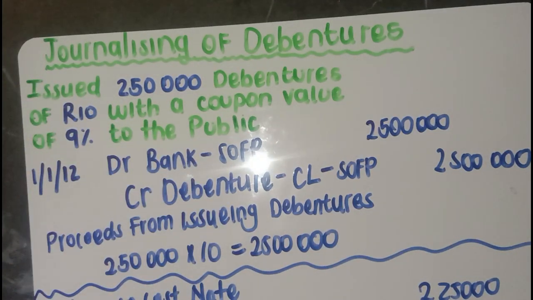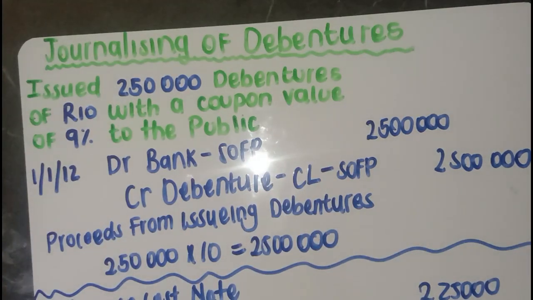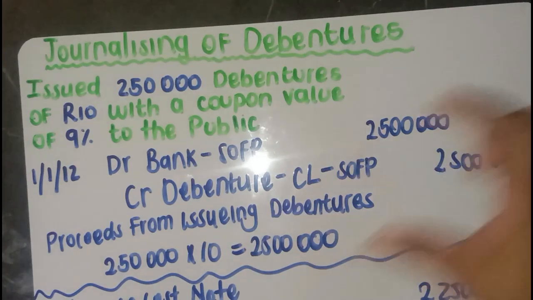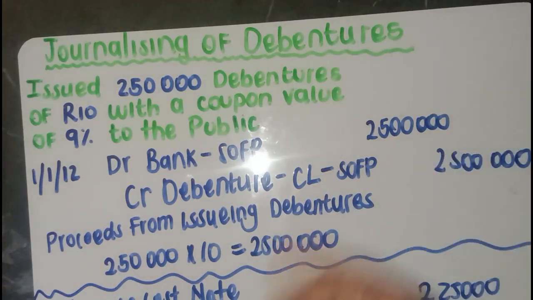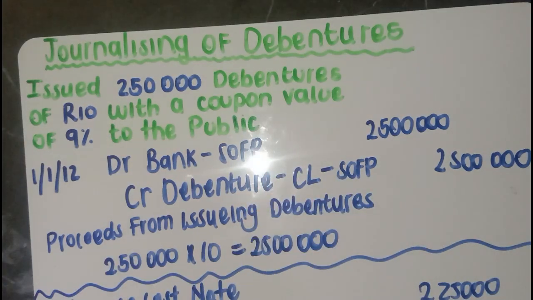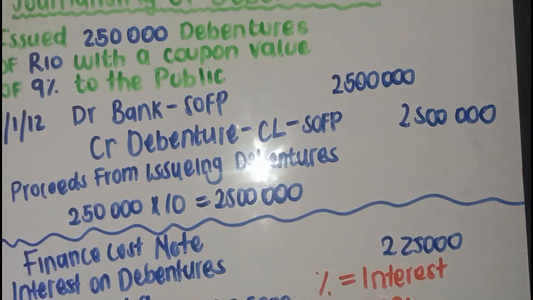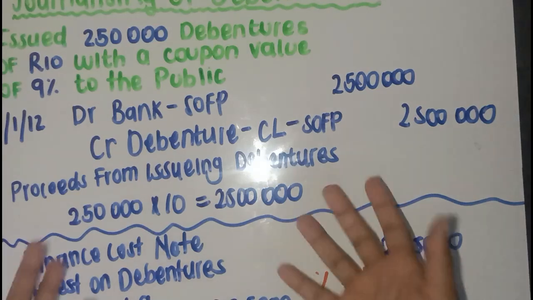So then you're going to debit your bank and credit your debenture. Why are we debiting bank? Because we're receiving money. And why are we crediting debenture? Because debenture is a liability, and our liabilities are increasing, because at the end of the day we're going to have to pay back this amount. On top of that, we're also supposed to pay the interest on these debentures. So we're going to say proceeds of issuing debentures, 250,000 multiplied by 10, and you get your amount.